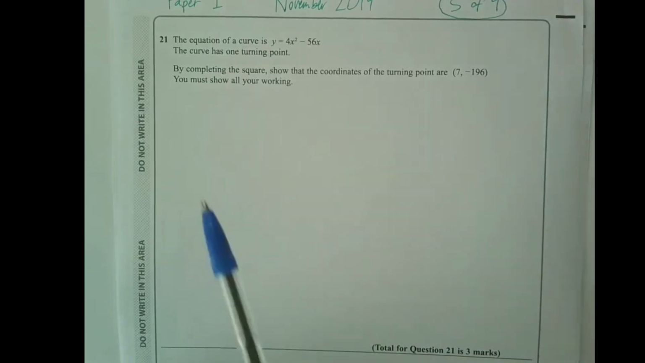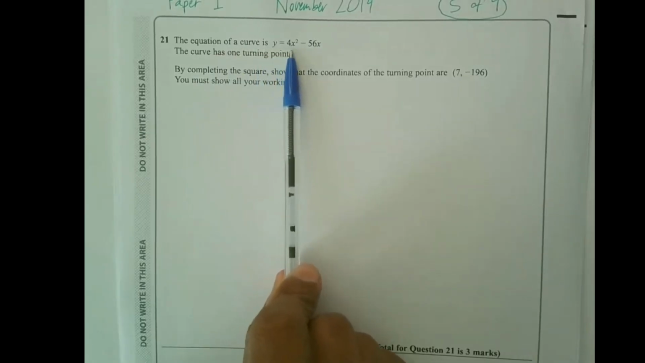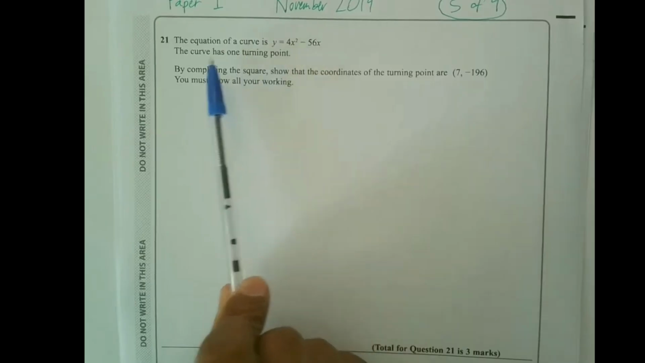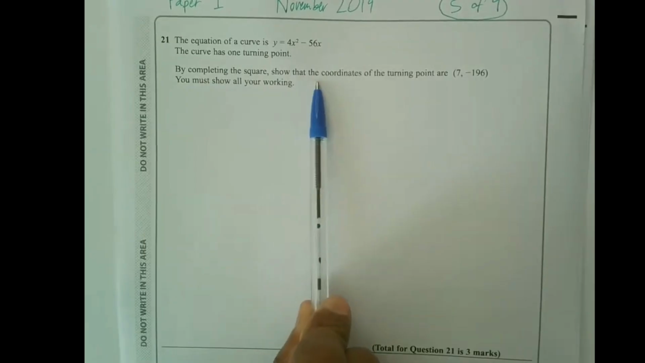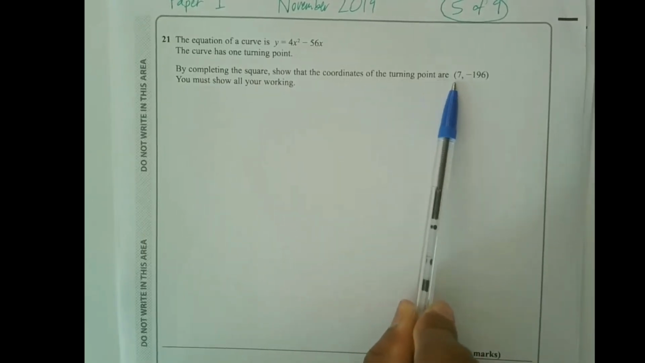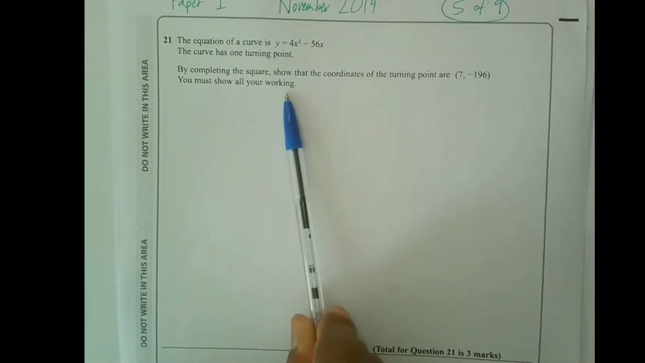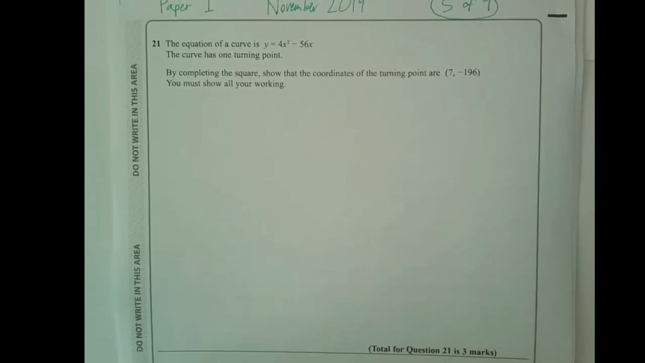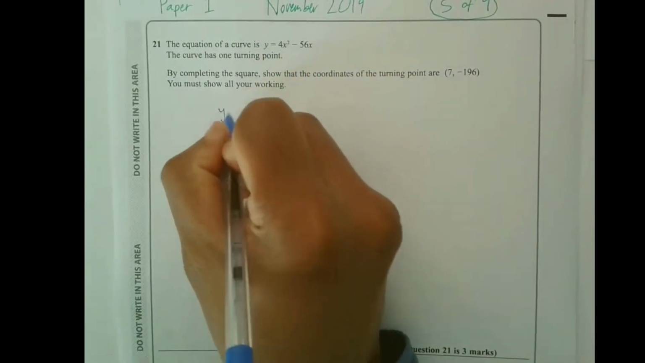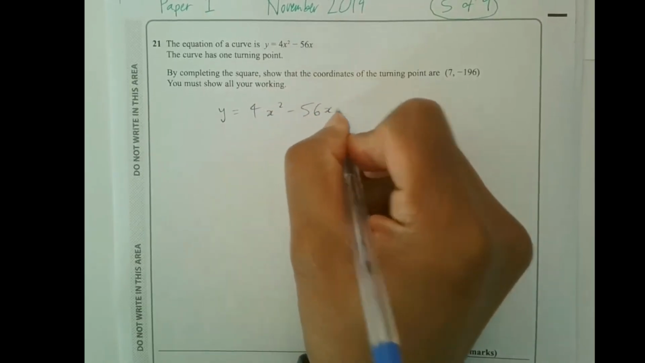Okay, so this question reads: the equation of the curve is y equals 4x squared take away 56x. The curve has one turning point. By completing the square, show that the coordinates of the turning point are 7, minus 196. You must show all your working. So for this question, it's slightly different from what we've done before. So I'm just going to rewrite the equation out first. So y equals 4x squared minus 56x.